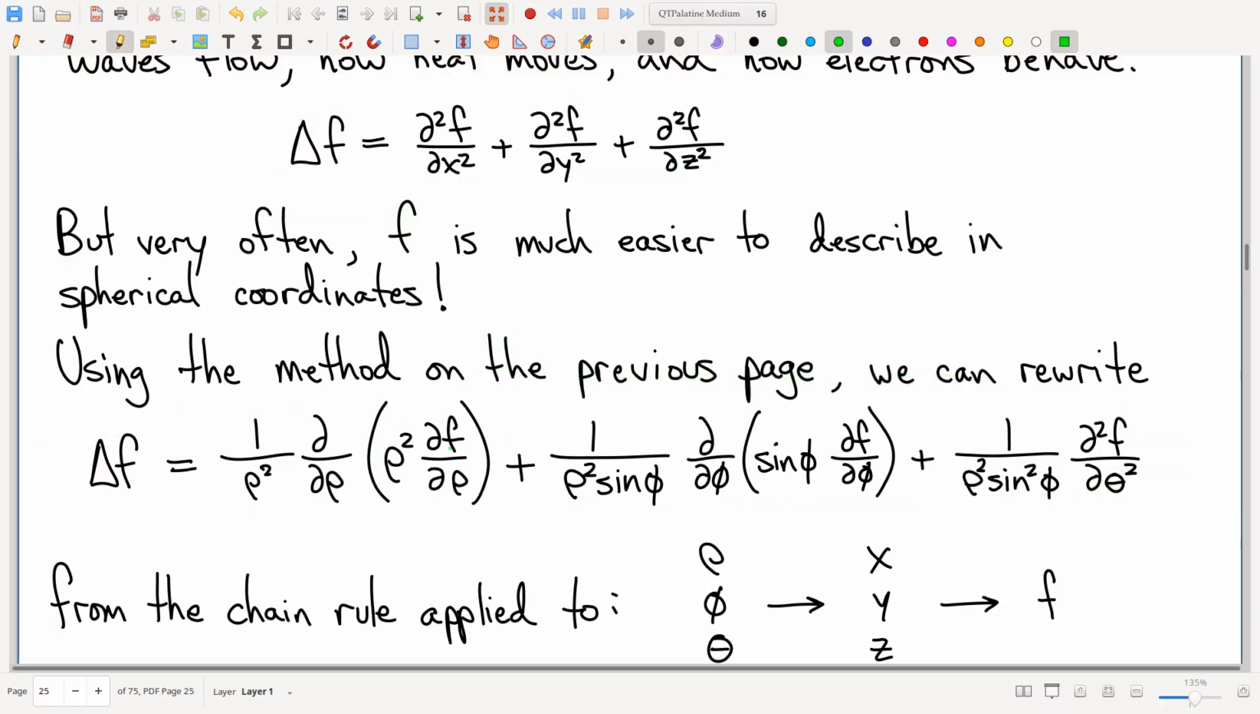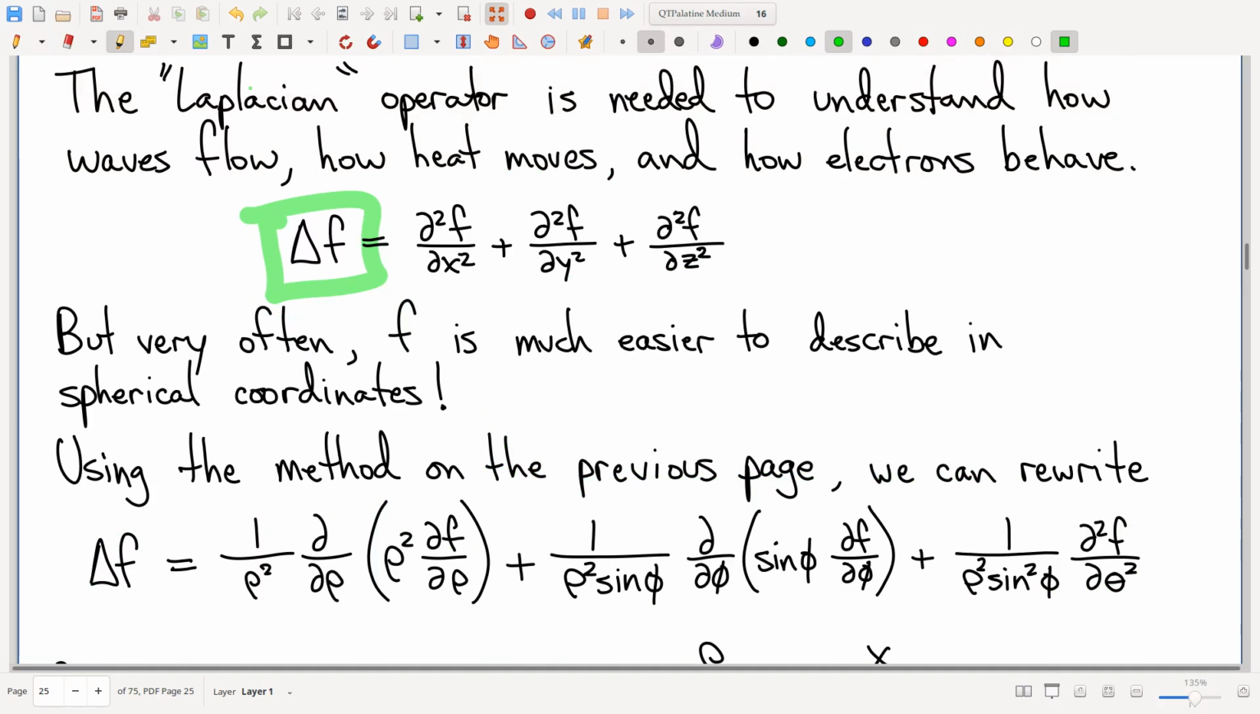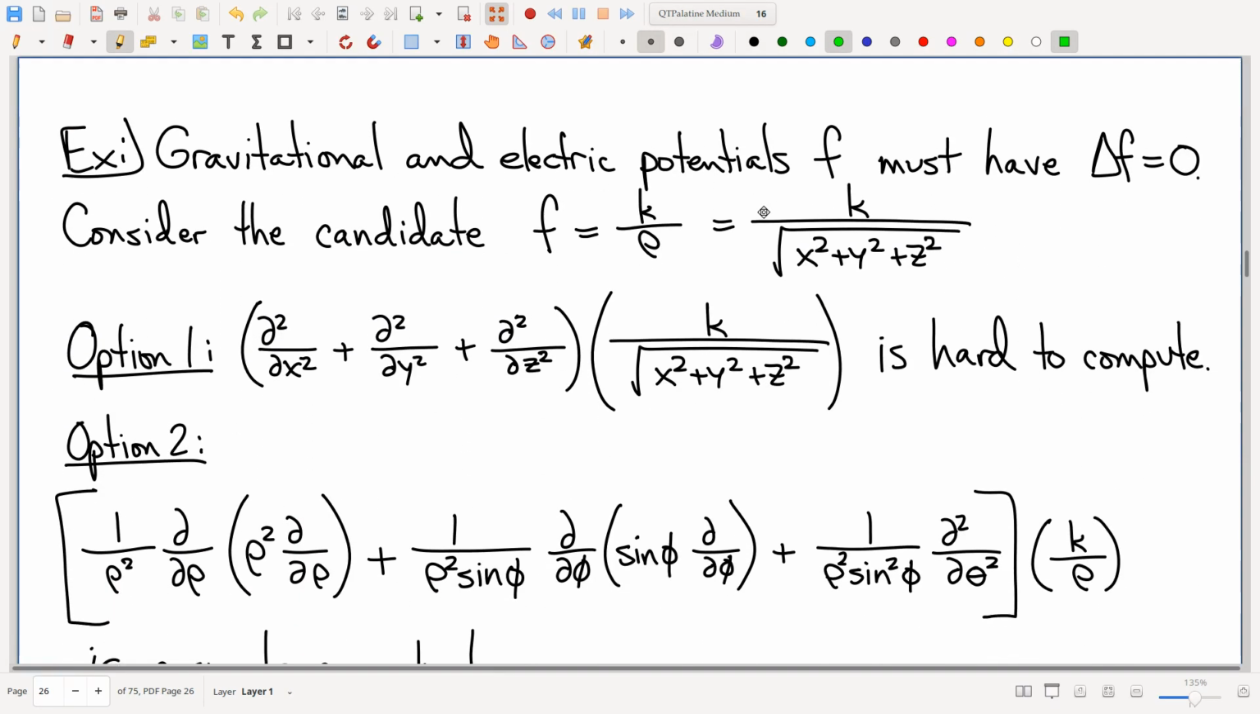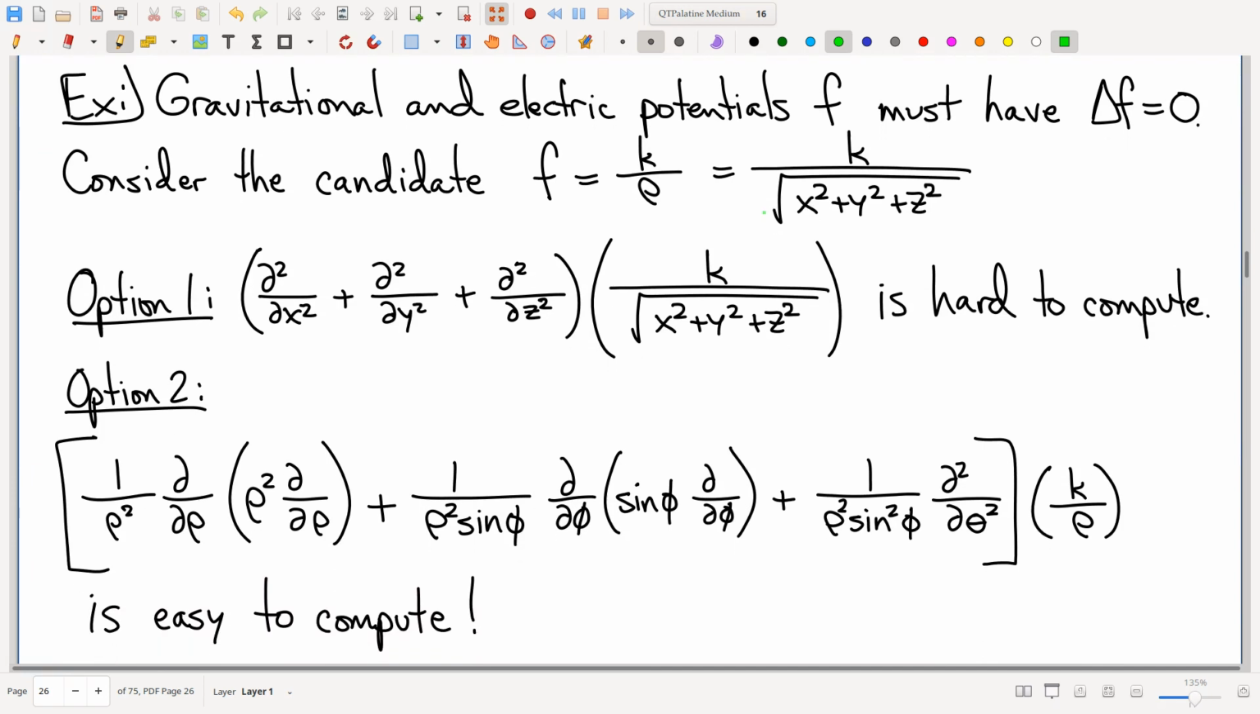Well, someday you're going to need to compute a Laplacian, either because you're dealing with waves or heat or electrons, I don't know, whatever. Y'all are going to be the engineers. Y'all are going to be the ones doing this stuff, right? So something like that's going to come up at some point. And to compute the Laplacian, you'll have two choices on how to do it. So this is an example of your two options.